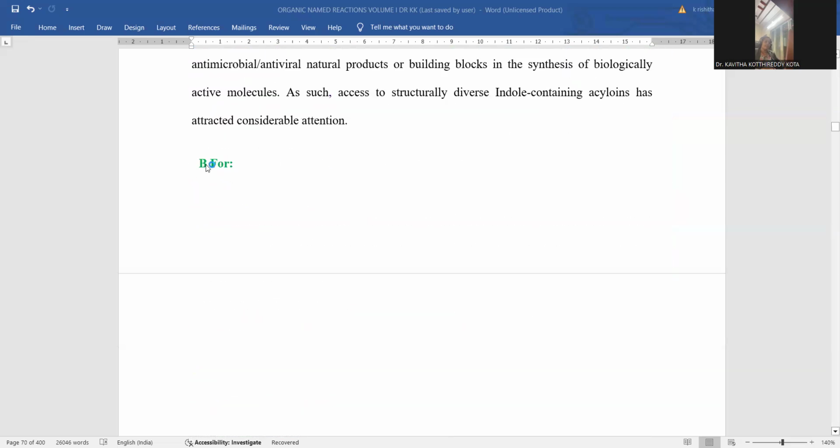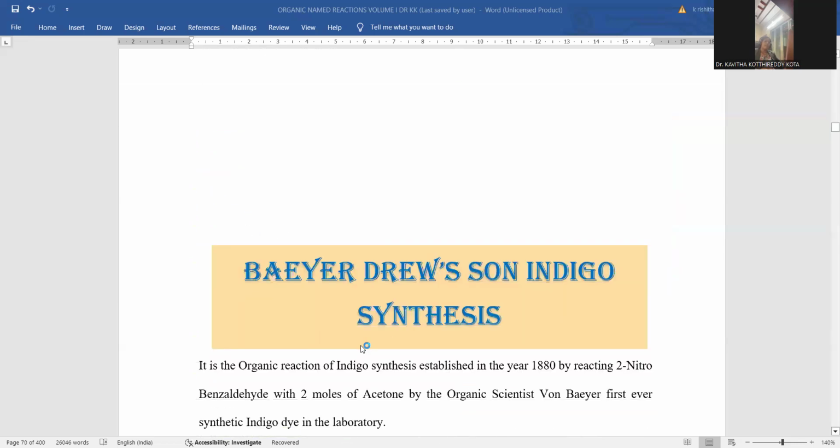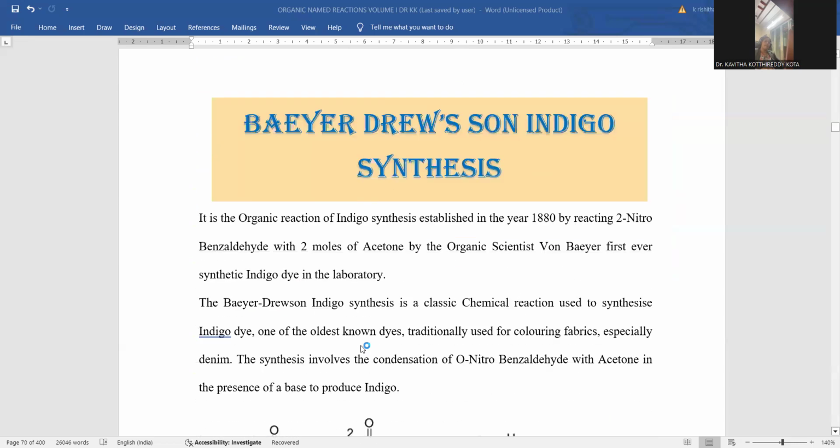Later on, we will get into the alphabetical order of named reactions we are discussing. Next, B related named reactions are going to be discussed in the next session. Baeyer-Drewsen indigo synthesis is the content for the next session.